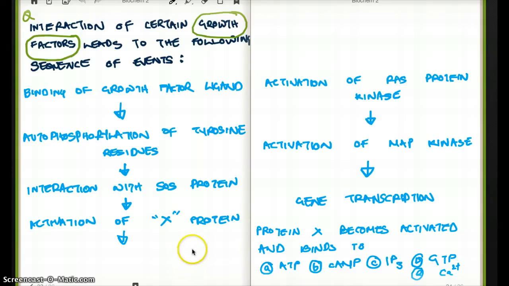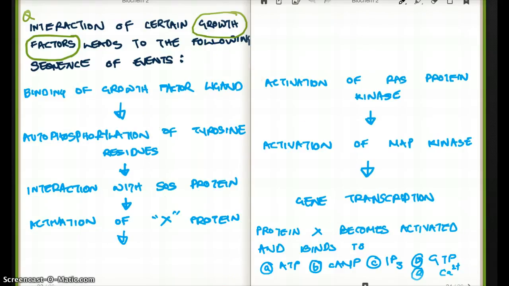Okay, so if you're not too familiar with second messengers, the first thing we have to do is find out what is the substrate that they're talking about. And in this question, how can we know the substrate? We read the vignette one more time. So we go at the very top and we read, interaction of certain growth factors leads to the following sequence of events. So even if you don't have a good grasp of what sequence they're talking about, at least you know that they're talking about growth factors.